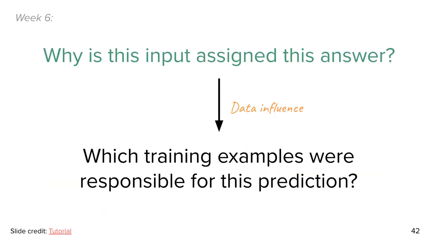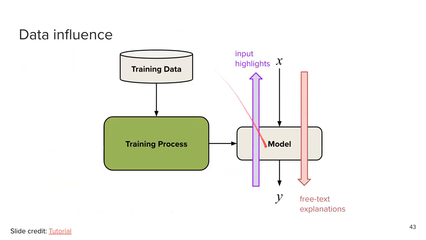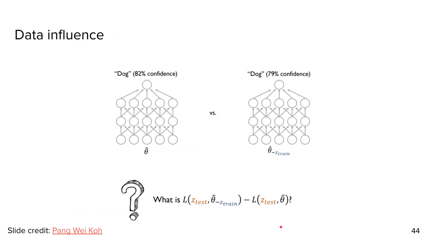Okay, the last technique for answering why is this input assigned this sensor deals with data influence, and that's which training examples were responsible for this prediction. So with input highlights, we get our prediction, and then we go back to the input and say these bits and pieces are important for the predictions. With free text explanations, we just add the explanation as part of the output. But when we are dealing with these models, the major part is the training data itself. So it's not just about inputs and outputs, it's about what we have trained the model on. So with data influence, we can speculate about this situation.